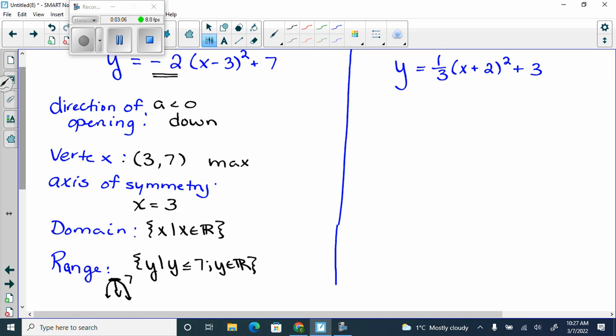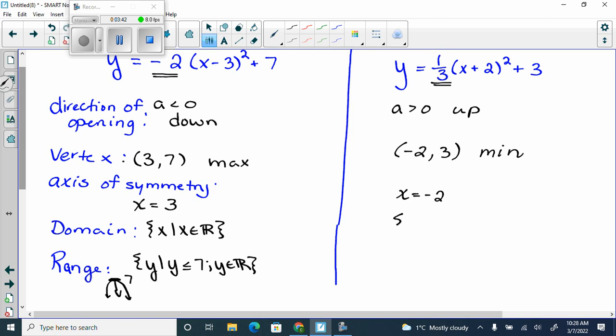Okay. The second one, up or down? Up, because it's positive. What's the vertex at? Minus 2, 3. Is it a max or a min? That would be the min. It's a min because it's up. Axis of symmetry? X equals negative 2. Yep.